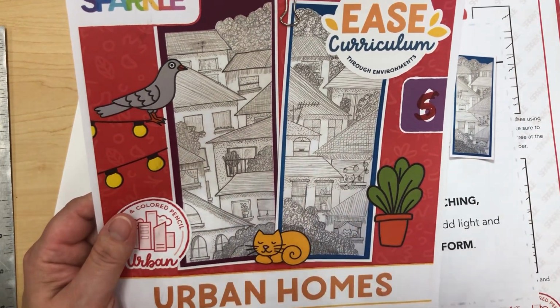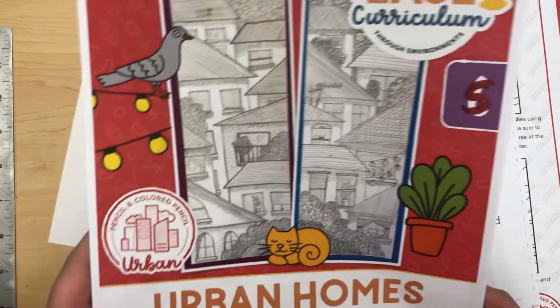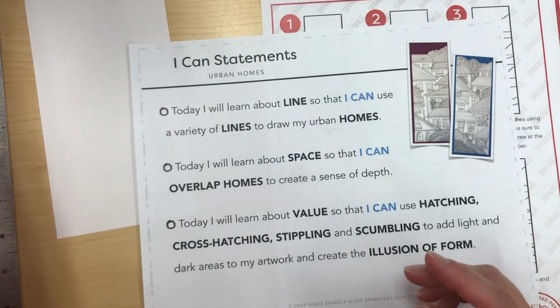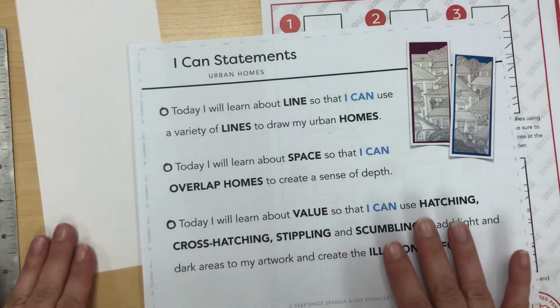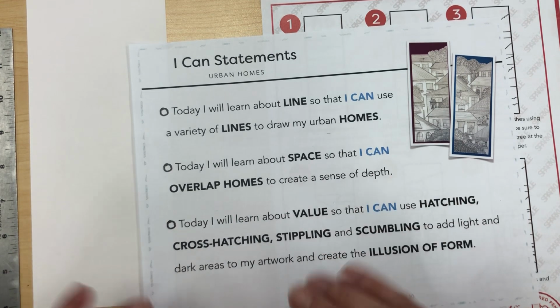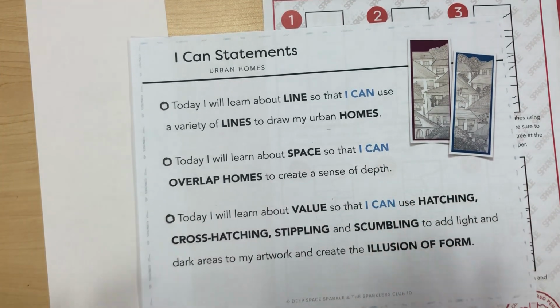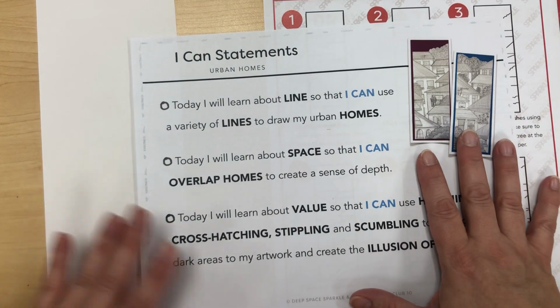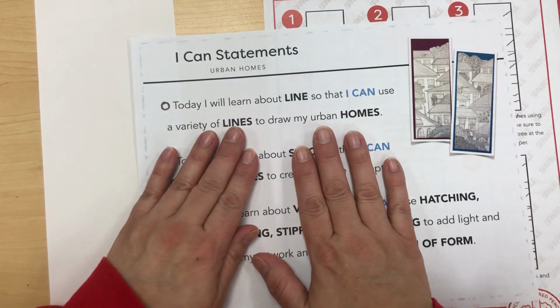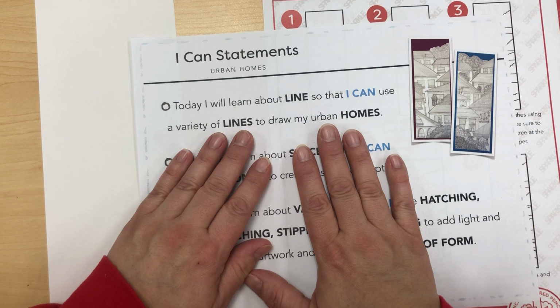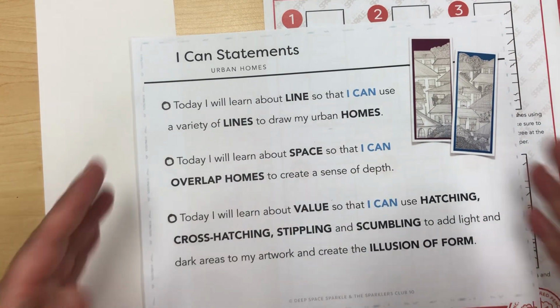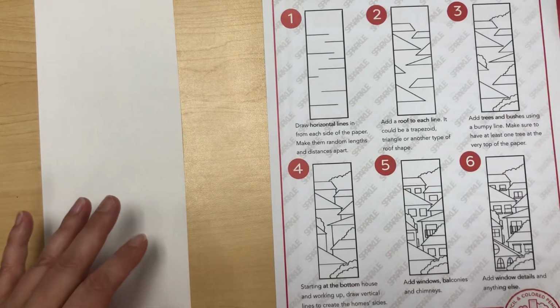Okay, so these are just some examples students have done. So we're going to be using a smaller piece of paper today because I really want you to focus on your craftsmanship and your line and getting your details and not be so worried about finishing a really, really big project. Okay, so today our I can statement is, today I will learn about lines so that I can use a variety of lines to draw my urban homes. So that's what we'll be working on today.